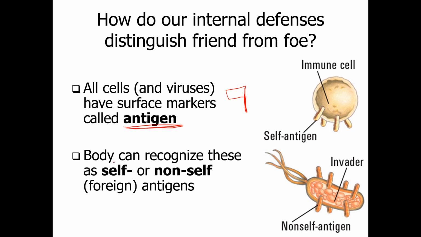So there's different types of antigen. There's self-antigen, which we have on our own normal cells. They say, hey, we're flying our own flag. We belong here. Or you could have an invader, something that's foreign that has non-self-antigen. It doesn't belong to you. That's what our immune system will then target, non-self, also called foreign. And I'll usually use the term foreign antigen.